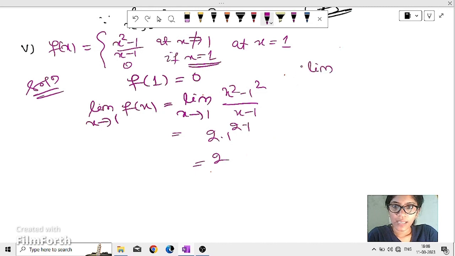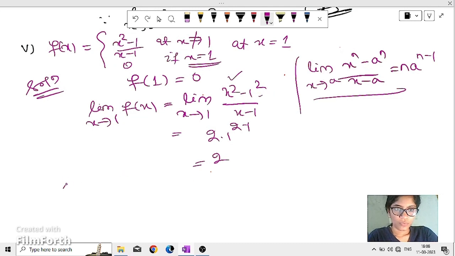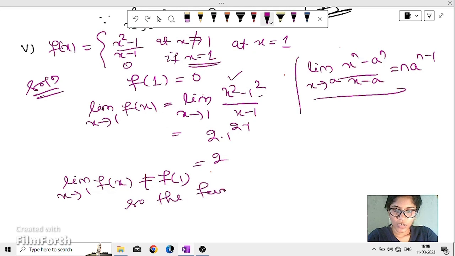From the formula limit x tends to a (x to the power n minus a to the power n) by (x minus a) is equal to n into a to the power n minus 1, putting n equal to 2 and a equal to 1, we get 2 into 1 power 2 minus 1, which is equal to 2. That means limit x tends to 1 f of x is not equal to f of 1, so the function is not continuous. The function is discontinuous.